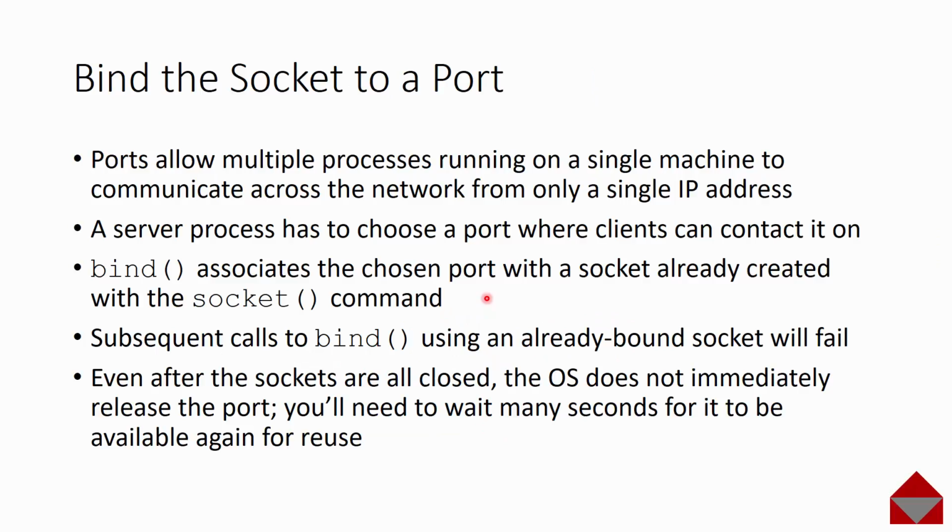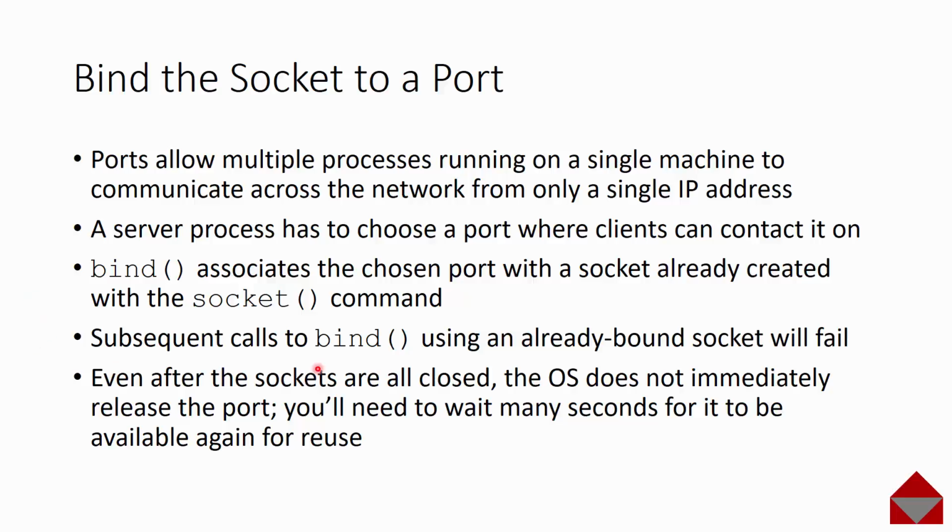Alright, so the next step is to bind the socket that we've just created to a particular port. This is going to allow multiple processes that are running on a single machine to communicate across the network from only a single IP address, just as that first bullet point says there. So this is how we enable the system to listen to and respond from a particular port. The server needs to pick a port where the clients can contact it. So bind takes the port with the socket that's already been created and does the magic and registers with the operating system that that particular port is now in use for this process.